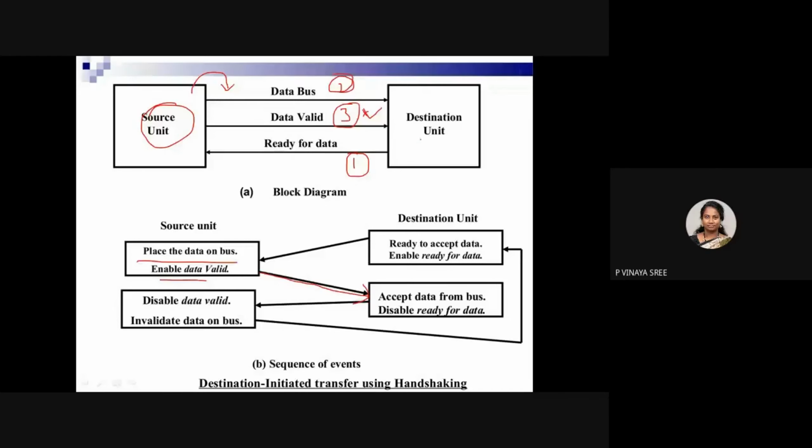Okay. Once the destination unit has accepted the data from the bus, it has to disable the ready for data signal. Once that is disabled, automatically the source unit has to disable the data valid signal and invalidate the data on the bus. This is the sequence of events. Okay, so this one is done. Now next is the timing diagram.